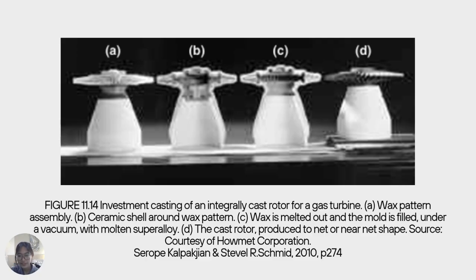Moving on, this is investment casting of an integrally cast rotor for a gas turbine with A, the wax pattern assembly, B, ceramic shell around the wax pattern, C, wax is melted out and the mold is filled under a vacuum with molten superalloy, and D, the cast rotor produced to net or near net shape.